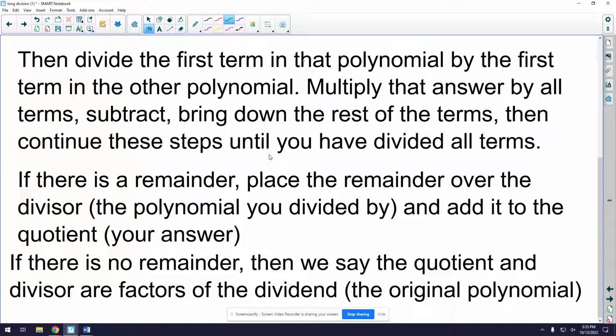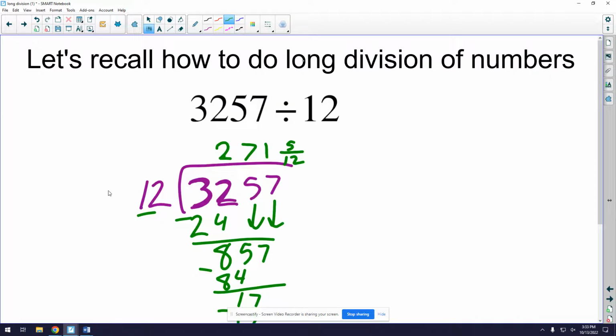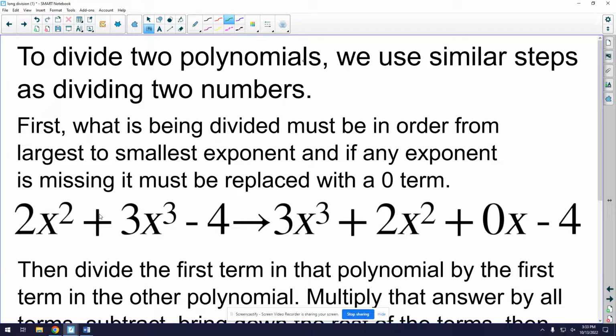If there's no remainder, then we would say that the quotient and the divisor are factors of the dividend. The quotient was your answer, the divisor is what you divided by. Those two things, like 12 and 271, would be factors of the original thing if there's no remainder. So no, 12 is not a factor of 3,200 or 3,257. It only is if there's no remainder.